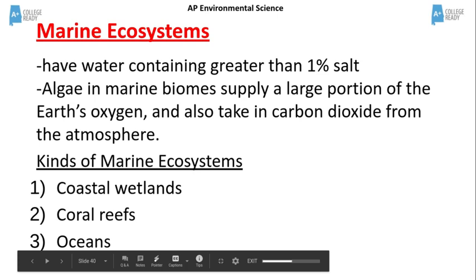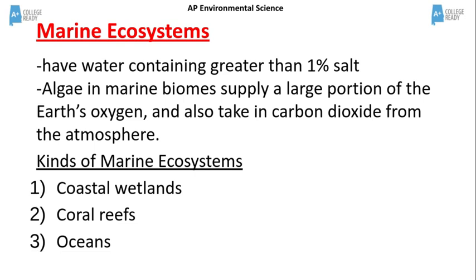Marine ecosystems have water containing greater than 1% salt. Phytoplankton in the oceans supply a large portion of Earth's oxygen and also take in carbon dioxide from the atmosphere. Three kinds of marine ecosystems are coastal wetlands, coral reefs, and the oceans.